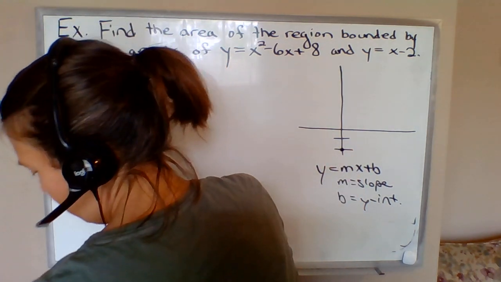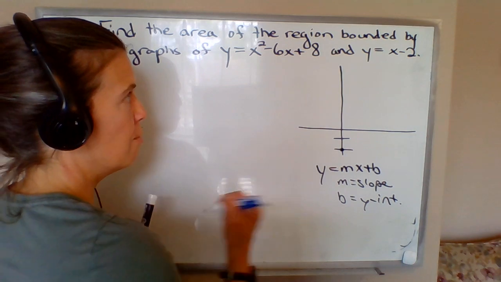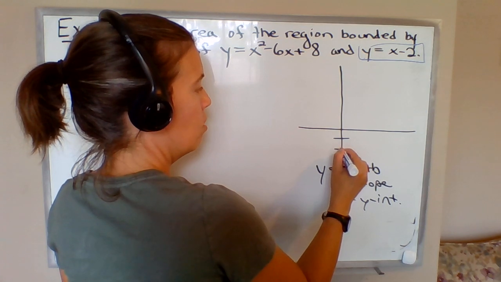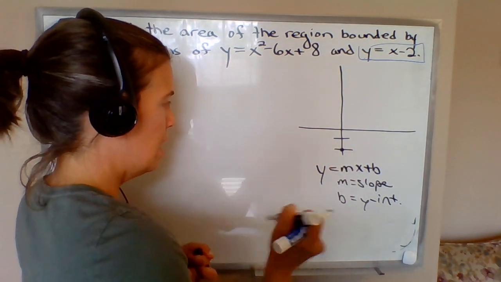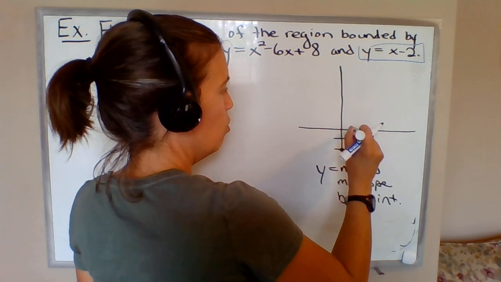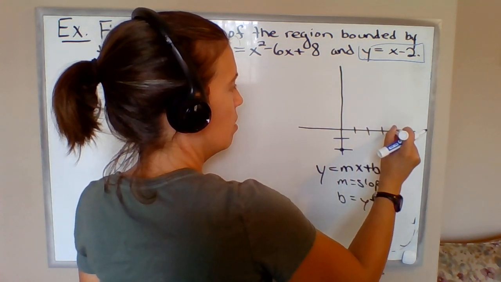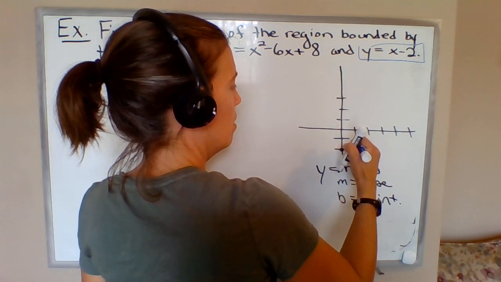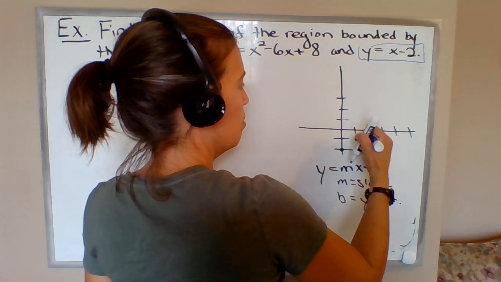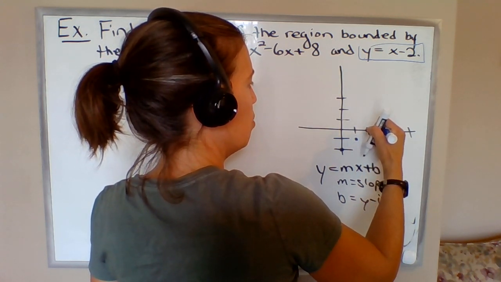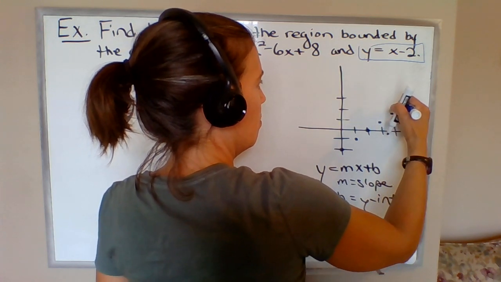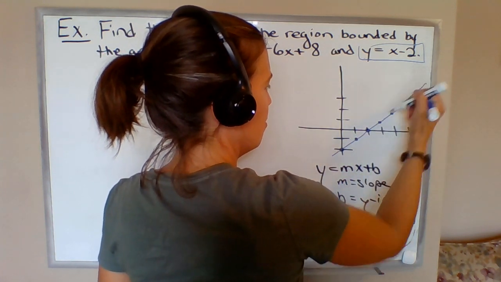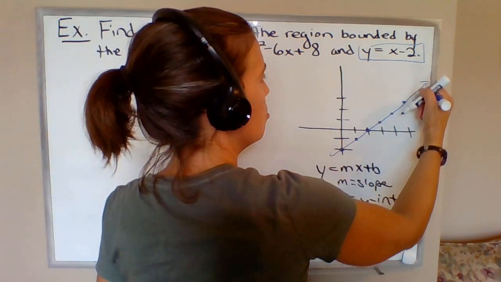And I want to color code my graphs here, so I'm going to switch to blue for the graph of the line. Go ahead and set up my color scheme. So it's got a y-intercept at negative 2 and a slope of 1, so it's going to go up 1 over 1. Let me put a few hash marks on here. Okay, up 1 over 1, up 1 over 1. There's the x-intercept. I'm going to plot a few more points. And so there's the graph of the line. There's your graph of y equals x minus 2.